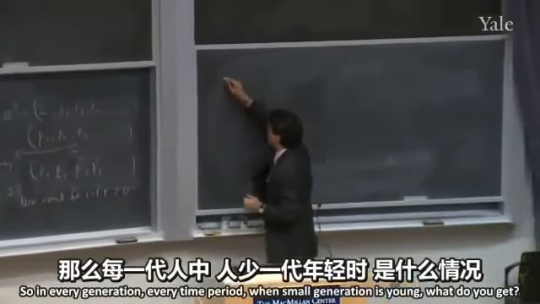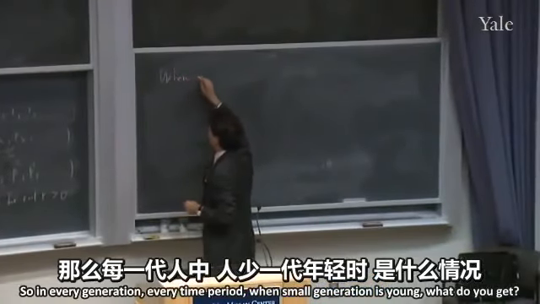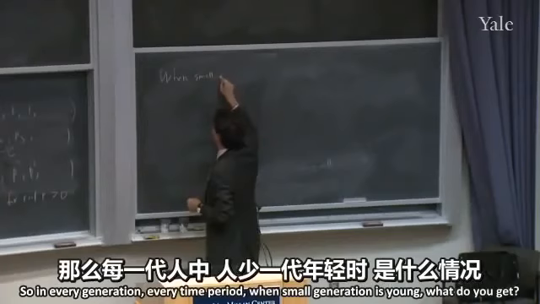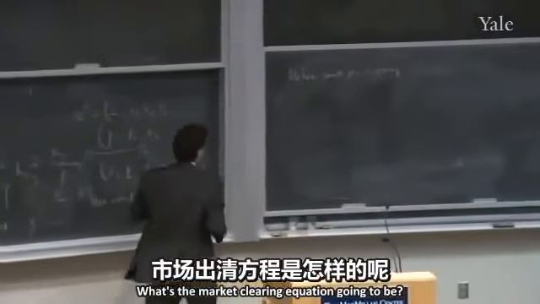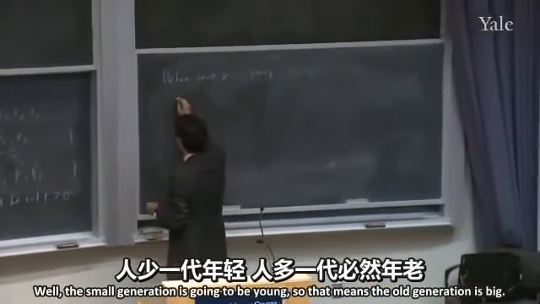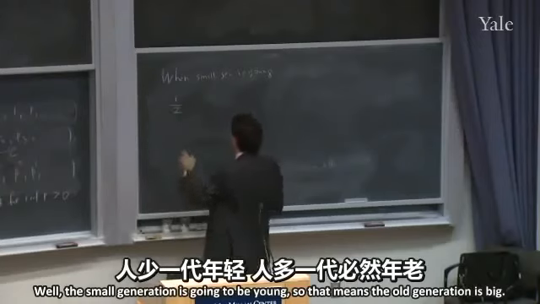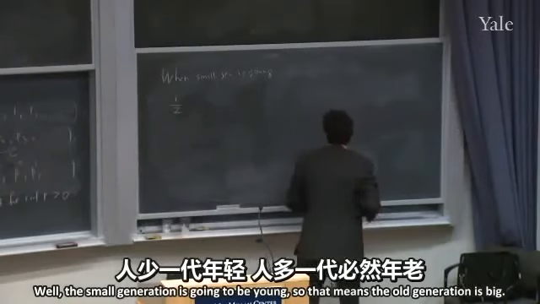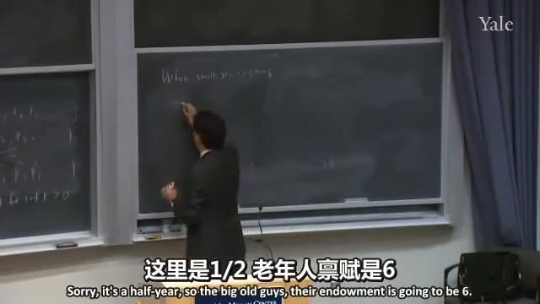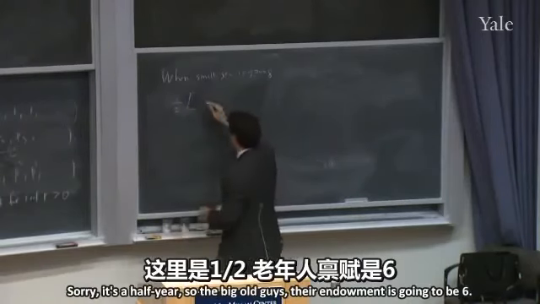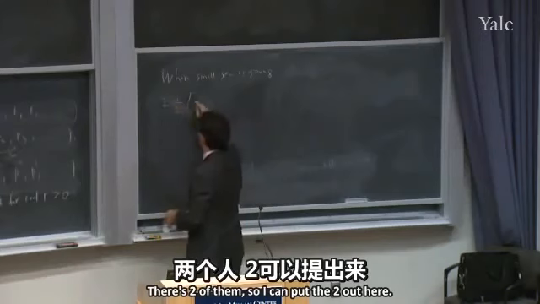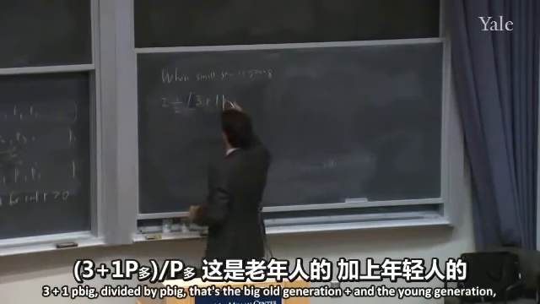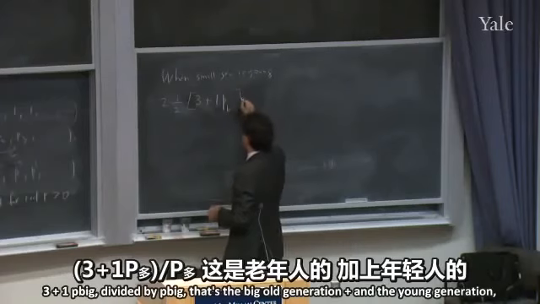So in every time period, you're going to have, when the small generation is young, what do you get? What's the market clearing equation going to be? Well, the small generation is young, so that means the old generation is big. Sorry, so there's a half here. So the big old guys, their endowment is going to be 3, sorry, it's going to be 6. There are 2 of them, so I can put the 2 out here. 3 plus 1 P big, divided by P big.